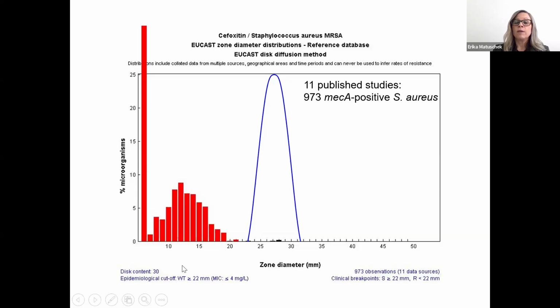So we do have a resistant population here, and then a wild type population up here where we don't have any resistance mechanisms. So this was an example of how we look at the disk diffusion data, and also an example of how disk diffusion works really well when you follow the methodology.